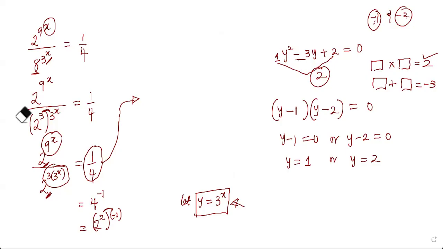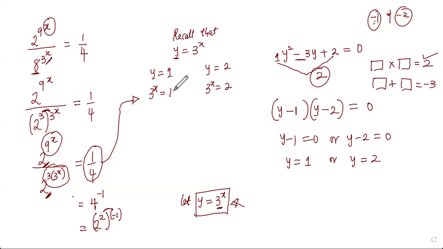So from this very point, you remember that we said earlier that let y be equal to 3 to the power x. So right now we have y is equal to 1 and we have y equal to 2. But this y is the same as 3 to the power x. So I can write this as 3 to the power x is equal to 1 or 3 to the power x is equal to 2. From this very point, 1 is the same thing as 3 to the power 0. So that becomes 3 to the power x is equal to 3 to the power 0.